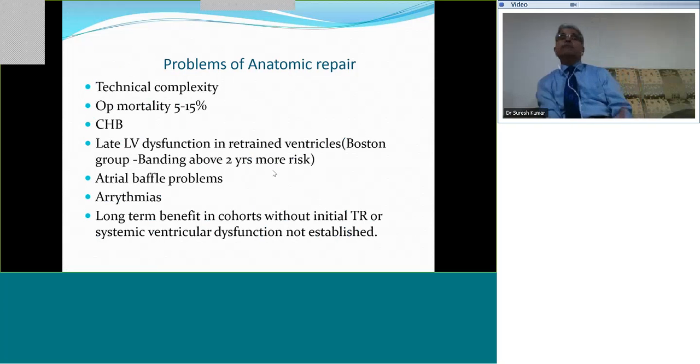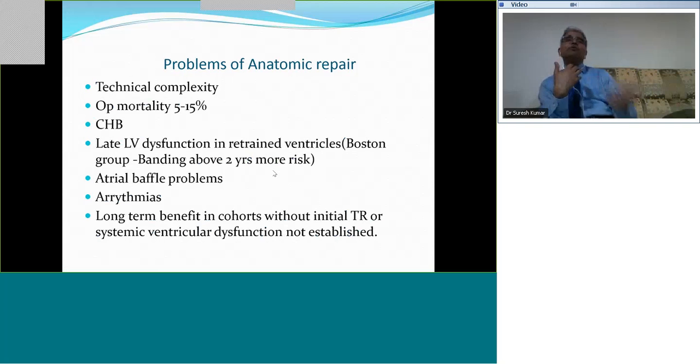And what are the problems of anatomic repair? It's a formidable surgery. So there's a lot of technical complexity and a learning curve associated with it. It is an uncommon lesion, so not many surgeons are comfortable in doing an anatomic repair. And it carries an operative mortality based on the surgeon's experience. Complete heart block can certainly occur. And we today recognize that the retrained ventricles may fail late in life.